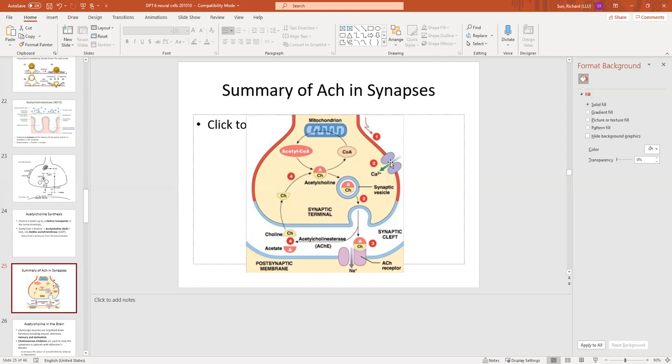Why do we need calcium? Because calcium is needed to release this vesicle. These vesicles are typically anchored on the cytoskeleton here, so they need to be released. Calcium coming here can release it. Then this vesicle will conduct exocytosis to release this neurotransmitter. It binds on the acetylcholine receptor and activates an action potential. So that's the first thing.